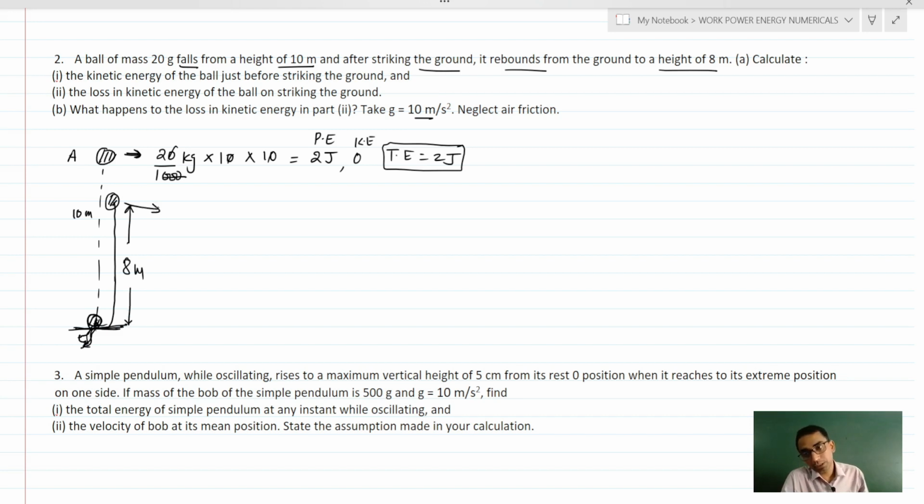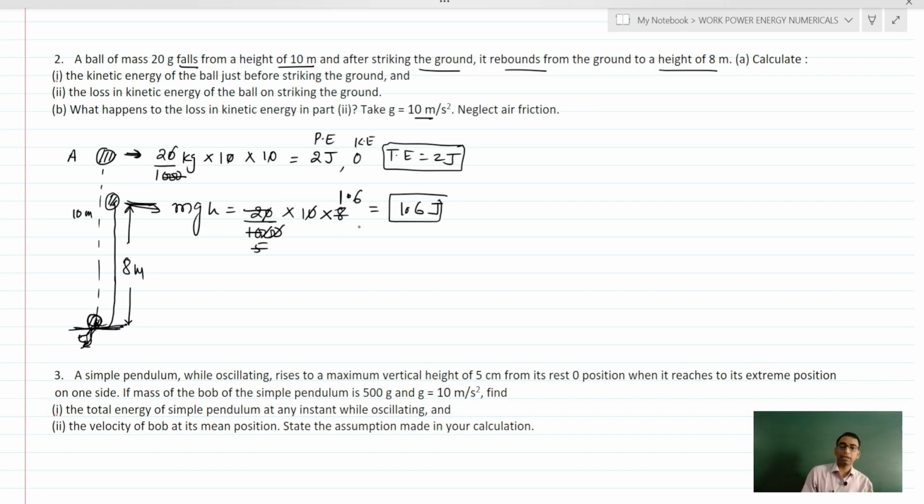Which means if I find the potential energy over here, that is mgh, that is 20 by 1000 into 10 into 8, right? So 5 ones are 5, then 5 sixes are 30. So that is 1.6 joules. That is the total energy, or that is the potential energy.